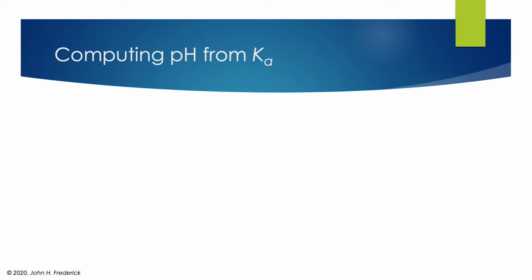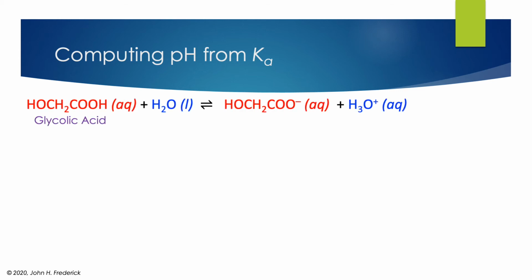Okay, we want to finish this video with talking about how to get the pH from the Ka value. And it's really no different than solving an equilibrium problem. In fact, we saw a problem like this when we went through equilibrium problems in Module 4. I'm going to use as an example glycolic acid, which is a weak acid that occurs biologically. This particular weak acid has a Ka value of 1.5 times 10 to the minus 4. This actually makes it a relatively strong weak acid as weak acids go.